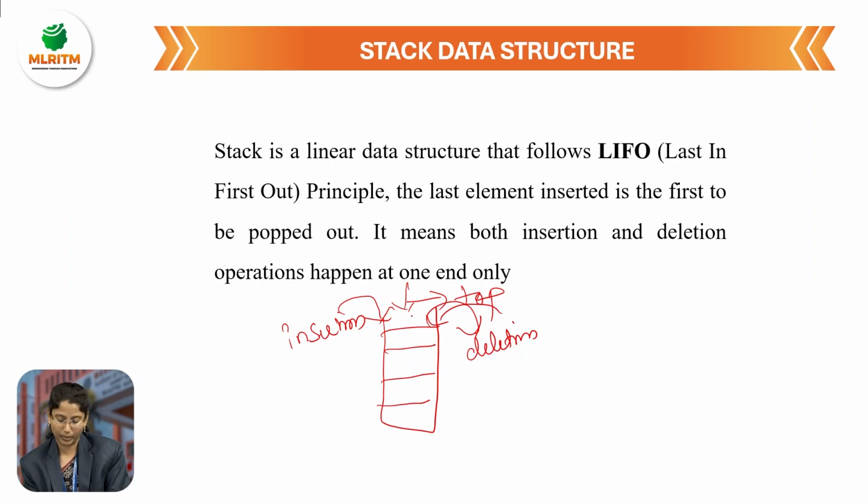So, for example, if I insert the elements A, B, C, D, E, the first element which is inserted is A, and the next element is B, and the third one is C, and the fourth one is D, and the fifth one is E. Whereas from deletion point of view, the last element which is inserted into the stack will be deleted. So the element E will be deleted first, after that D will be deleted, after that C, after that B, after that A. Like this process will be happening in the stack data structure.